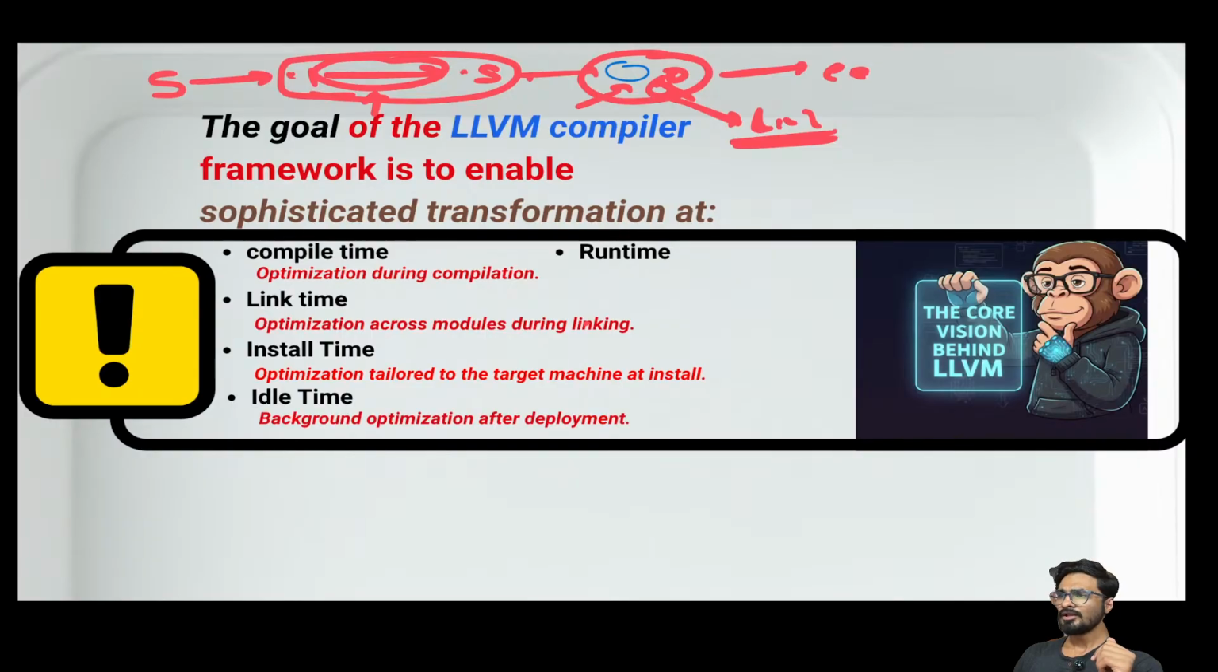Then after that, we have idle time. What does idle time mean? When we are deploying our software, let us suppose the software is busy doing some other work. So background optimization can happen to further improve the program. That is what is meant by idle time. And runtime means optimizing the program while it is actually running. The system can notice which parts are used frequently and optimize those parts to make them run faster.